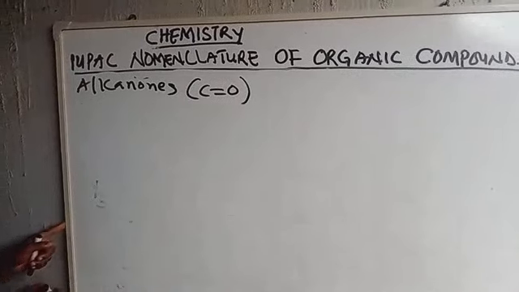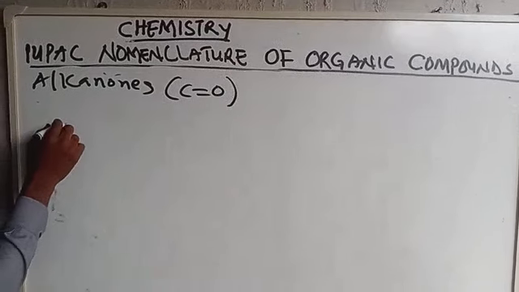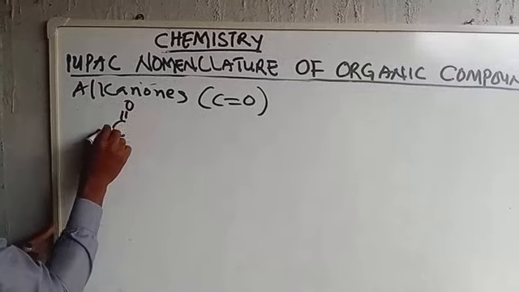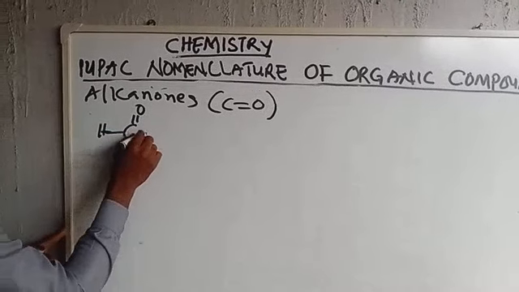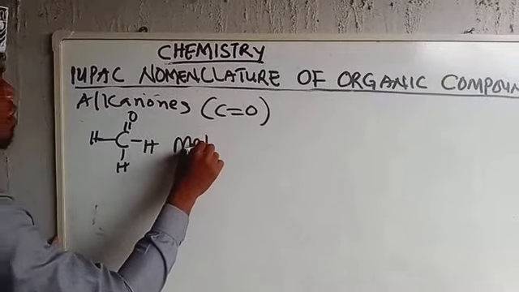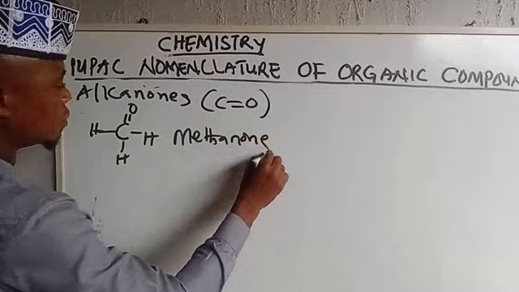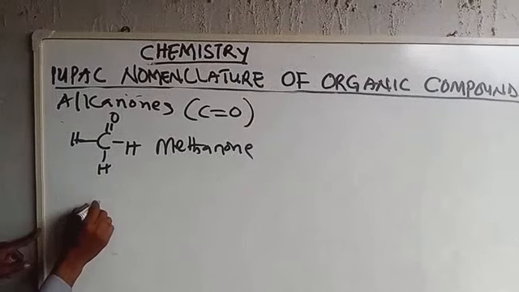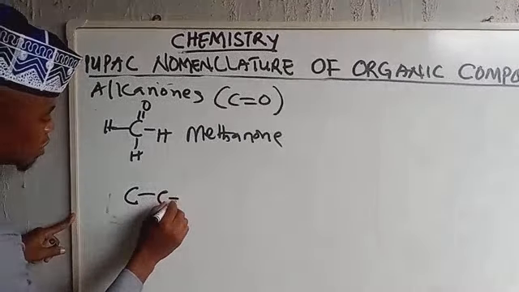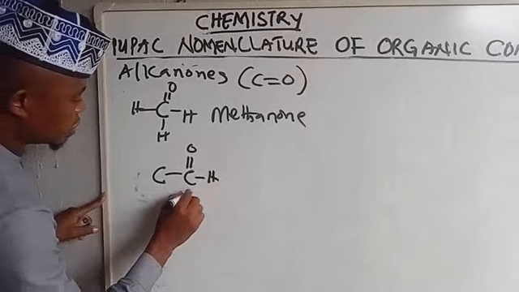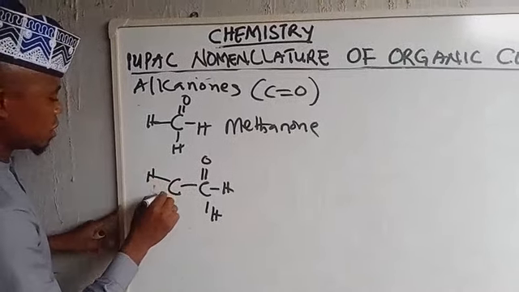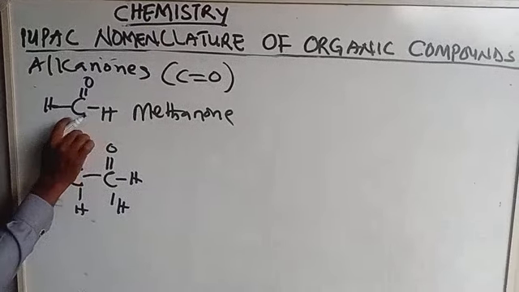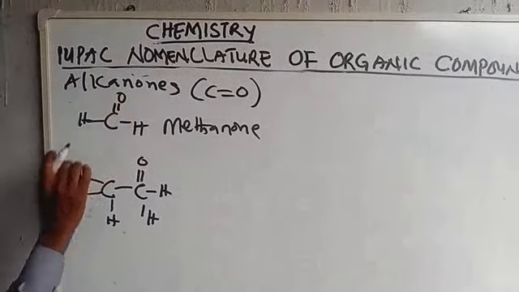The functional group is what? C double bonded to O. So in the alkanone series, you have C, and if it's a single carbon compound, O, 1, 2, 3. So you call it methanone. Replace the E in the alkane with what? One. If it's a two carbon compound, there's hydrogen, hydrogen, hydrogen. Please, the number of bonds should not be more than 4. 1, 2, 3, 4. I think this is correct now.